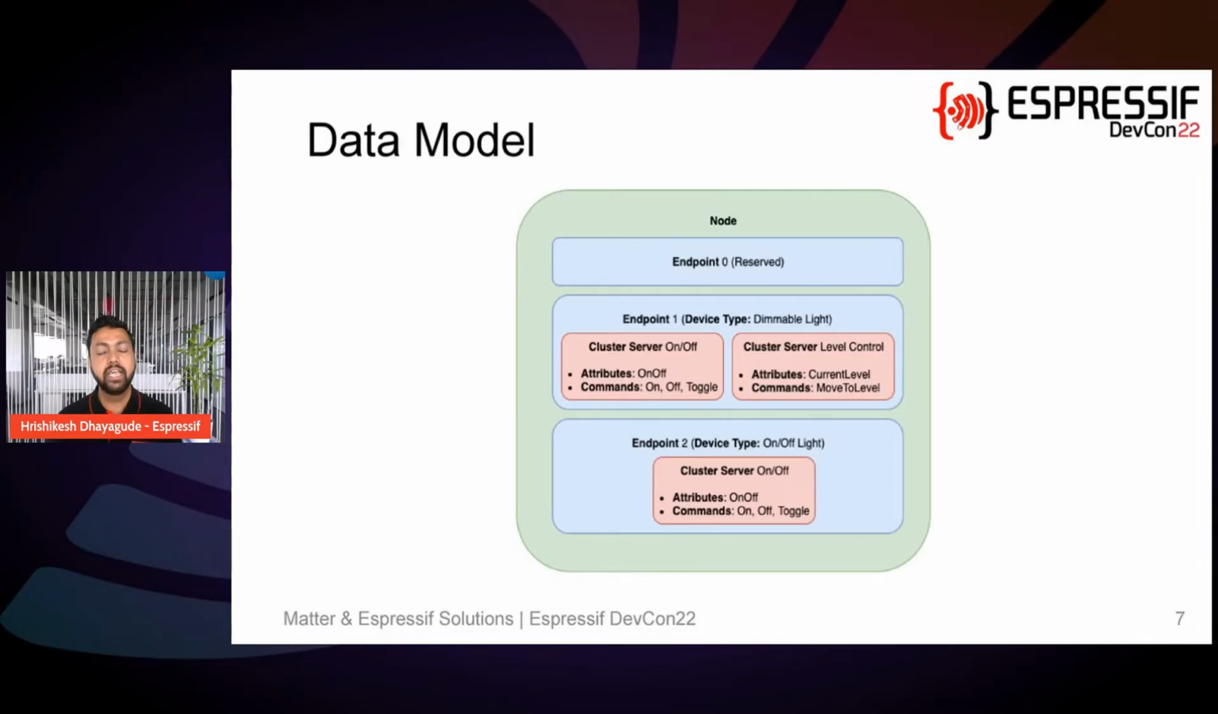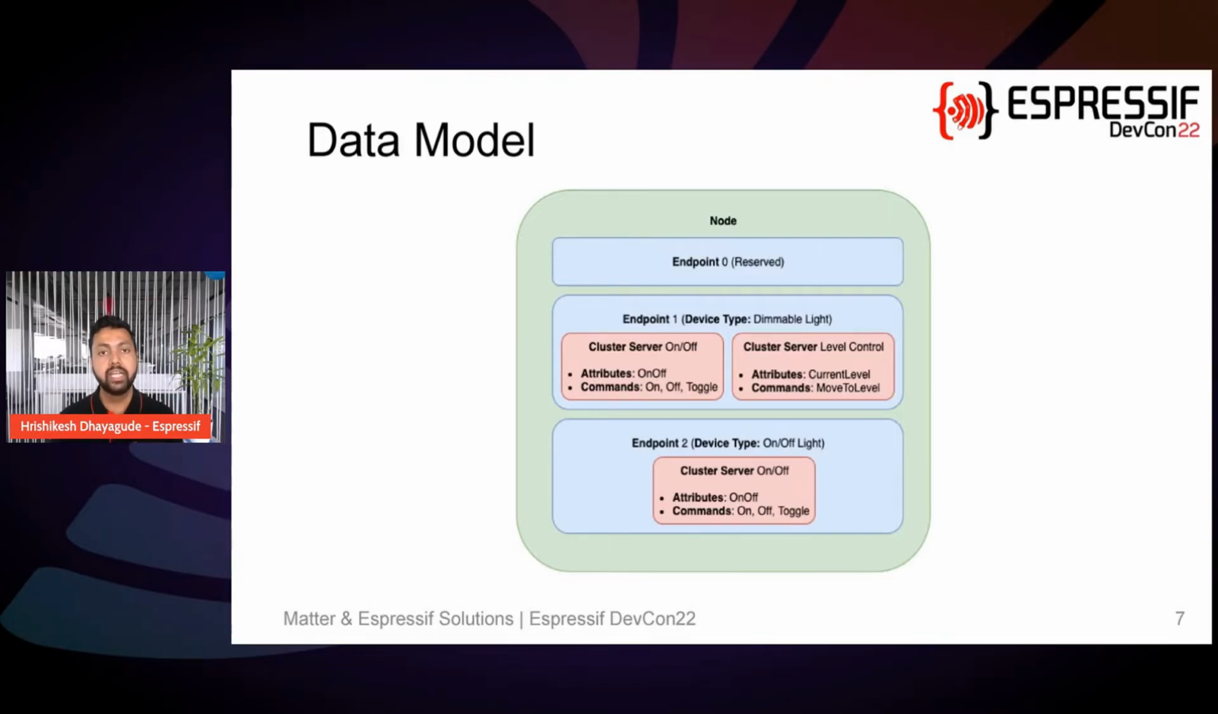In the center is the endpoint 1. It is the application device type, which is the dimmable light in this case. It has two clusters: the on-off cluster that has attribute on-off and commands like on, off, and toggle, and a level control cluster that has current level attribute and command like move to level.